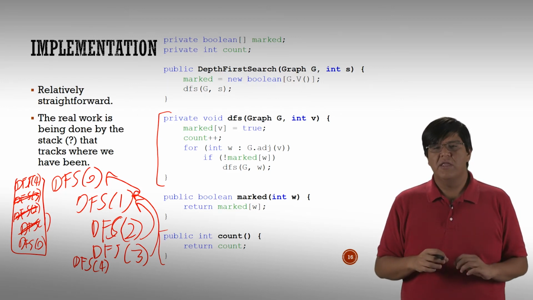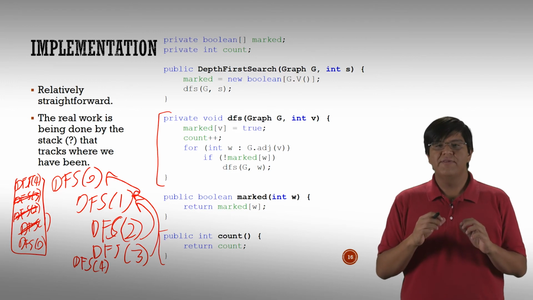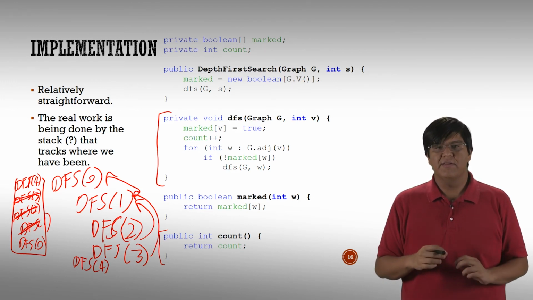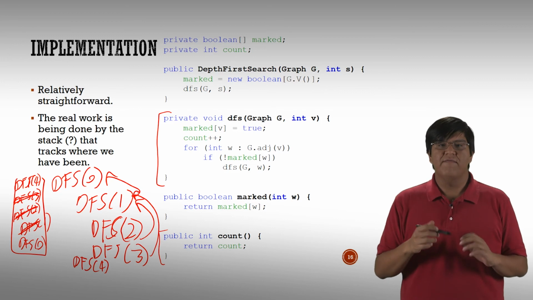So a lot of the functionality here is coming from using that stack in terms of the recursion. A lot of the complexity is there. And because of that, we get this relatively straightforward code.